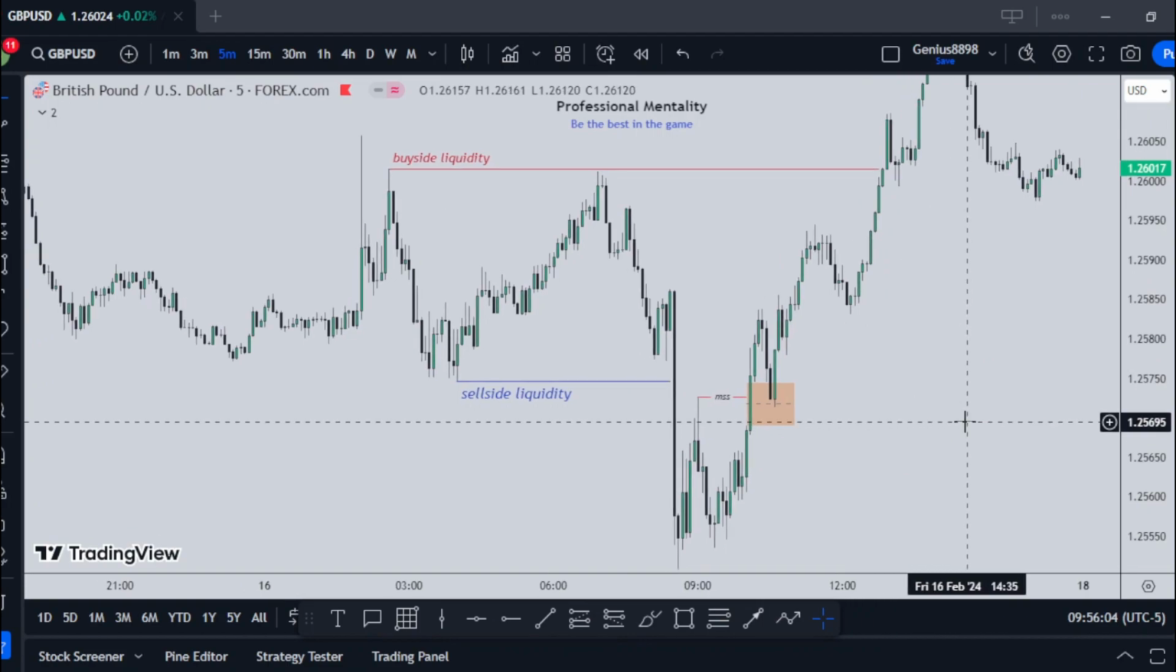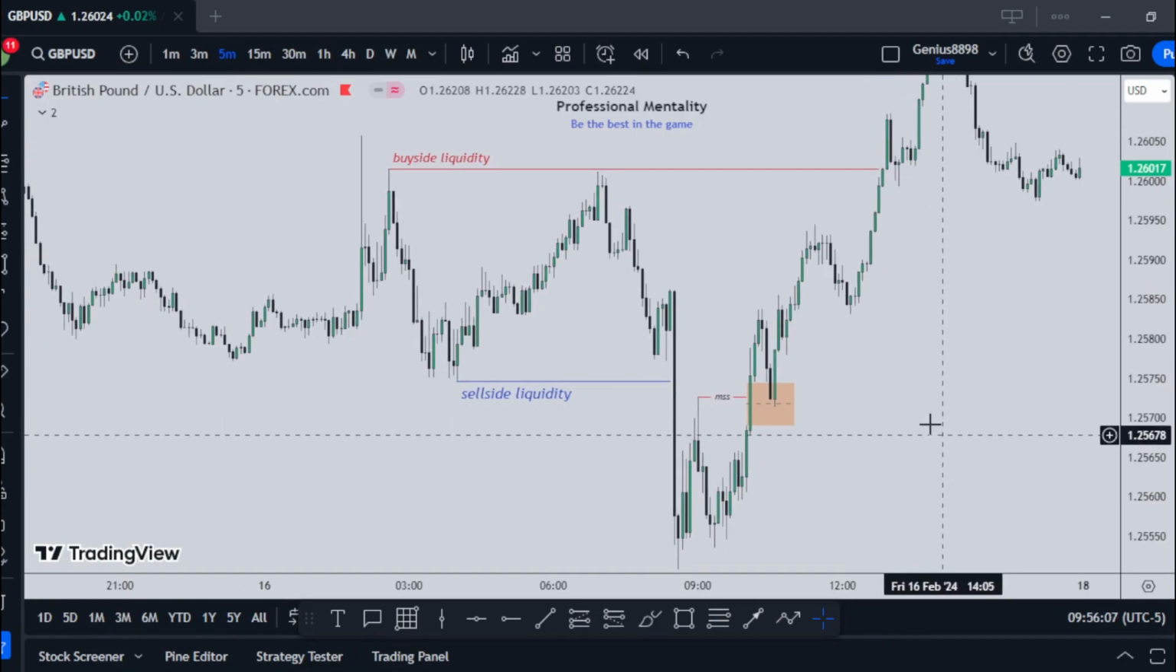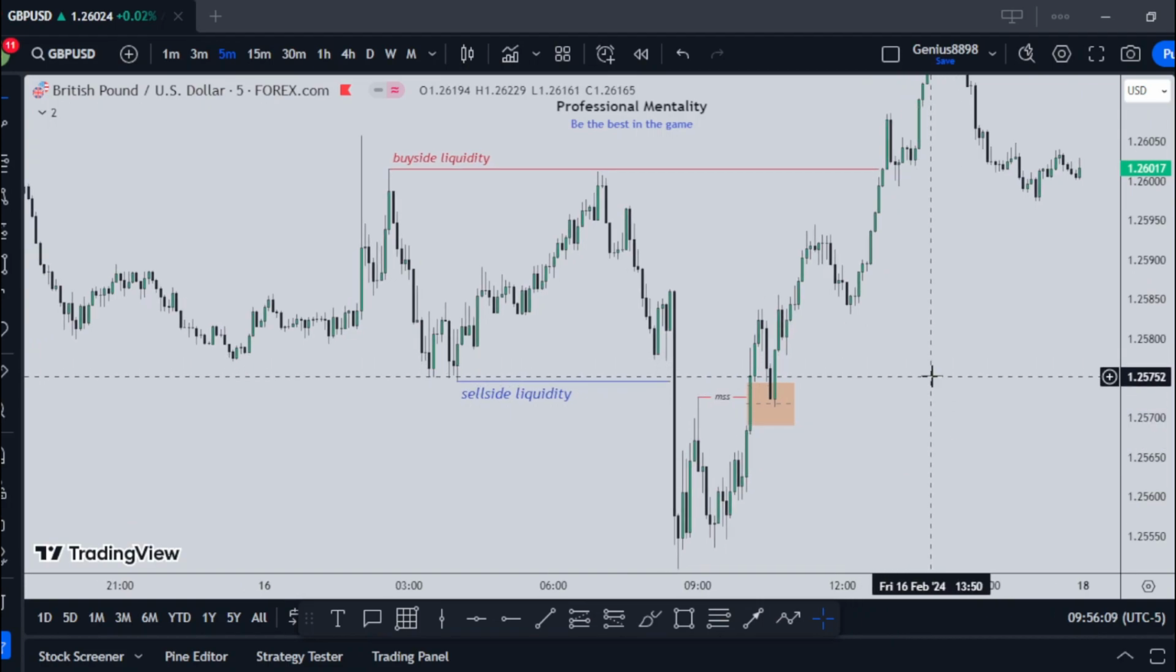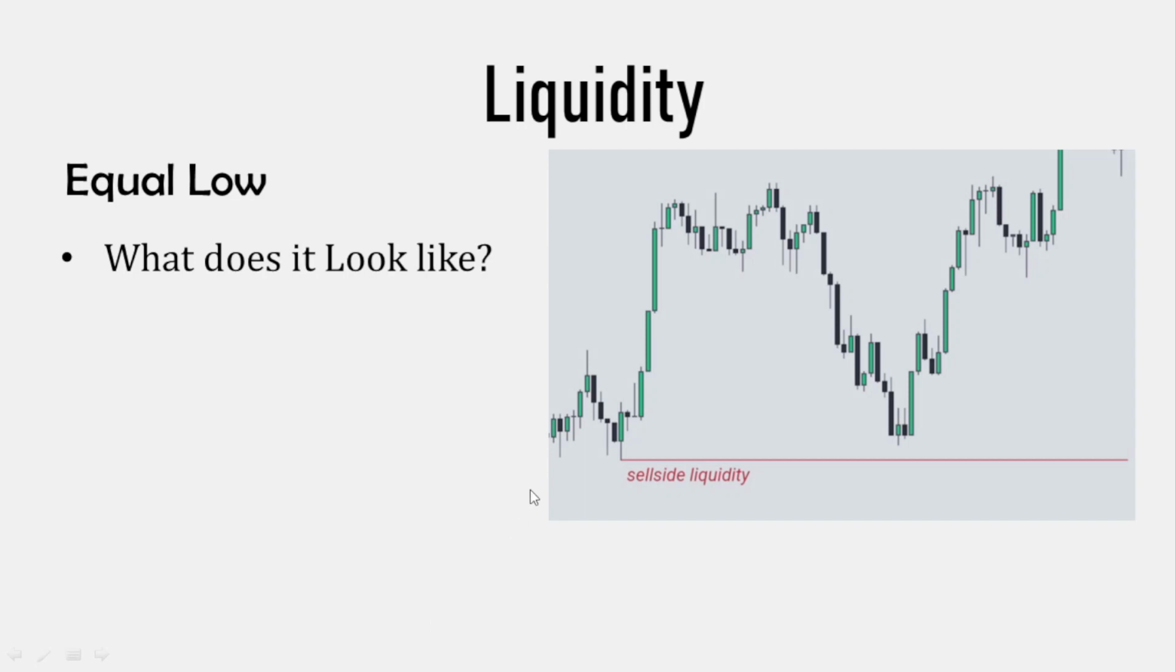So after you learn equal high, let's go to another type of liquidity. Now after we look at the example of equal high, let's take a look at equal low. So what does it look like? Well, similar to equal high, it starts with a low, but the opposite way. We start with an equal low, price goes to the upside.